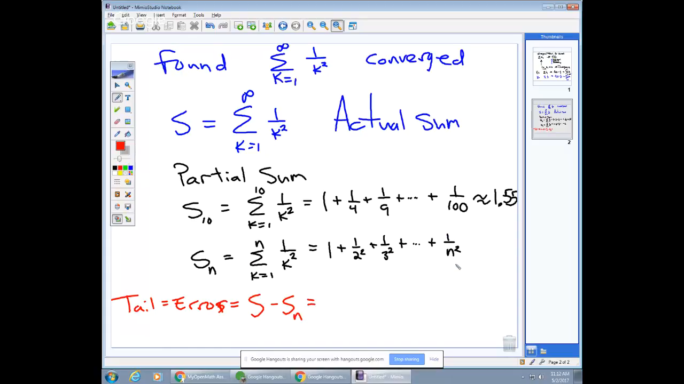So what term is after n? Well, it would be n plus 1, right? So we just pick up at n plus 1 and keep going. So it would be the sum as k goes from n plus 1 out forever of 1 over k squared, which would be 1 over n plus 1 squared plus 1 over n plus 2 squared, and never stop. But that never stopping thing is a problem for us human beings because we have to stop. So I want to draw a picture of what that error looks like and see if we can find a way to say, hey, I bet I can say it's about this.